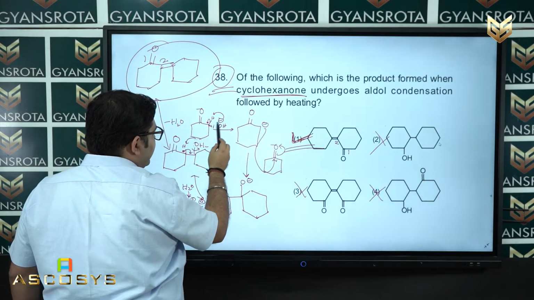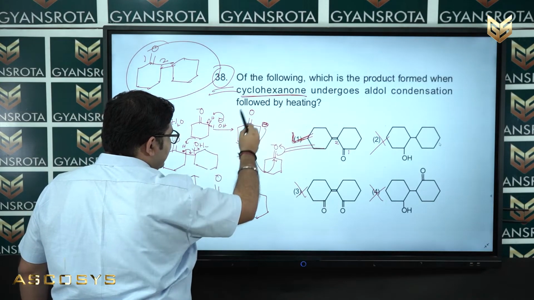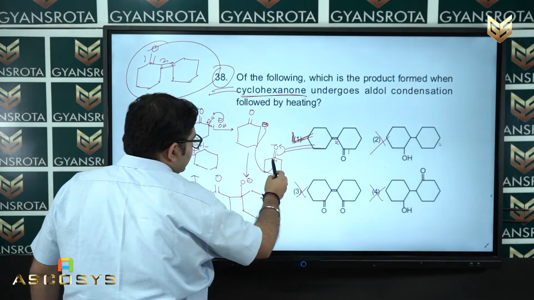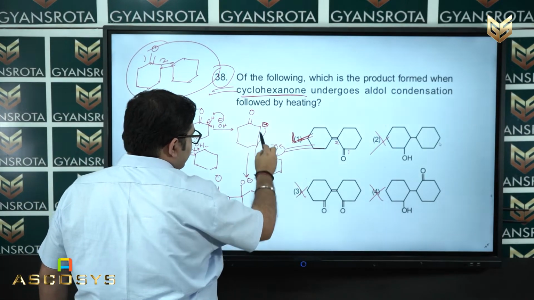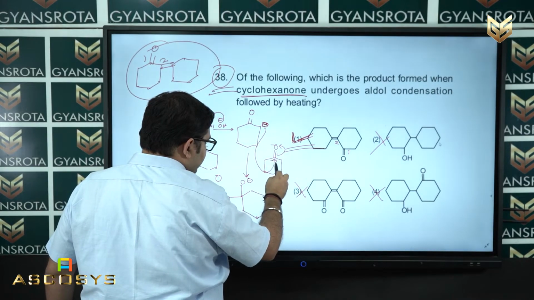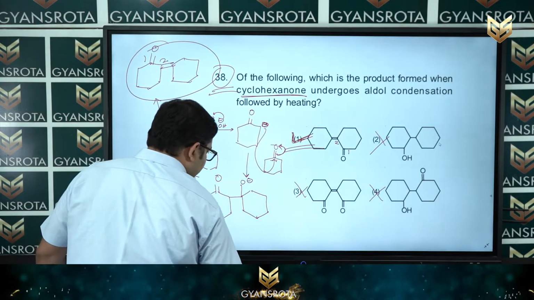So, what will happen? The base abstracts this proton. As a result, a minus charge will be developed and it acts as a nucleophile. Now, this carbon is an electron deficient carbon, that is an electrophile, and this nucleophile will attack this carbon and this bond will be shifted to this side. So, you will get this type of adduct.